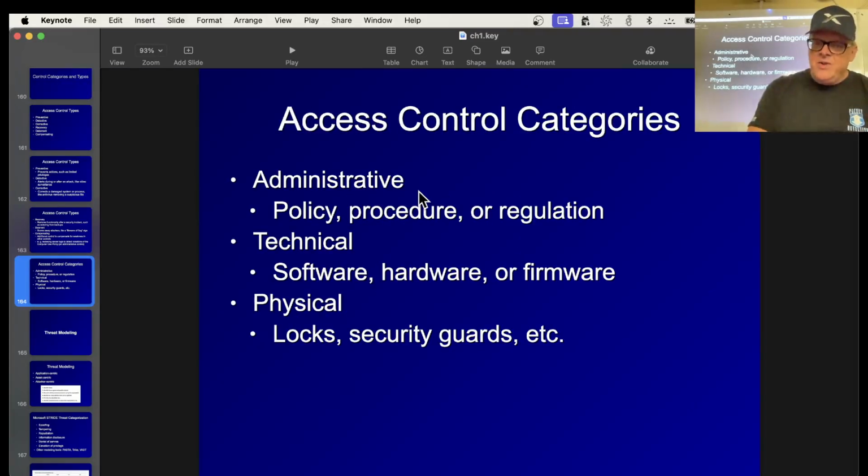So administrative controls are just regulations or rules from management. Technical controls are hardware or software, technical things that prevent you from doing things, like firewalls and access control lists, and then of course physical controls like locks and security guards and such.